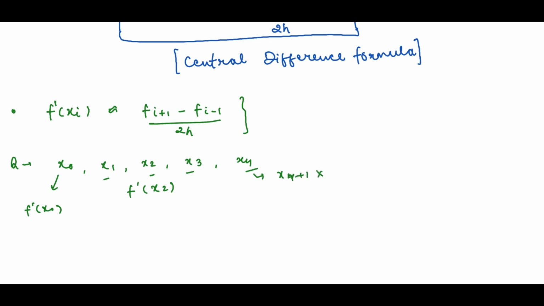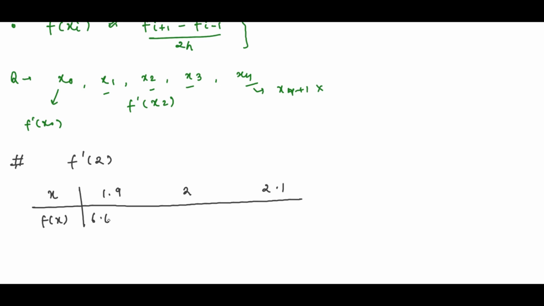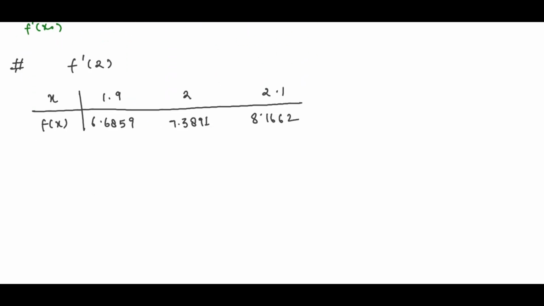Therefore, the central difference is primarily used for the interior points only. Now we have a question here where we need to find f'(2) using the central difference formula from the given data of x and f(x) values, where the x values are 1.9, 2 and 2.1 and the f(x) values are 6.6859, 7.3891 and 8.662. Now first identify the point where the derivative is actually required. We need this f'(2).